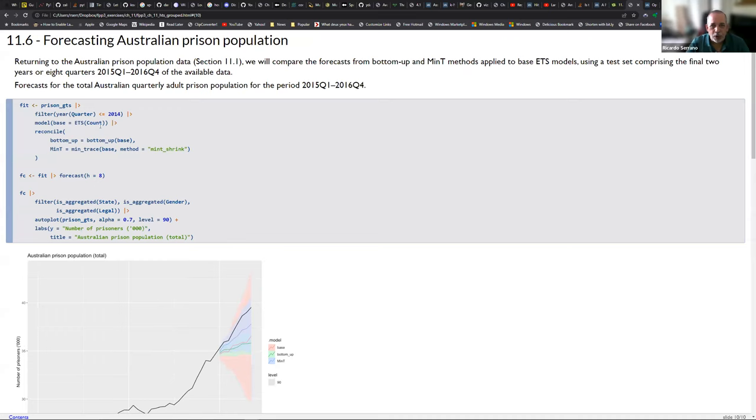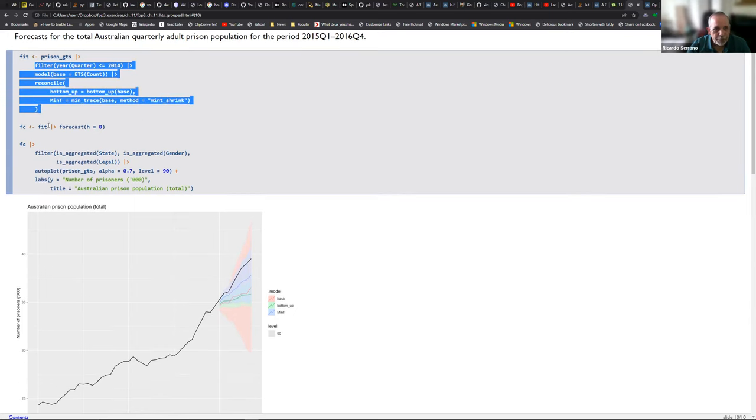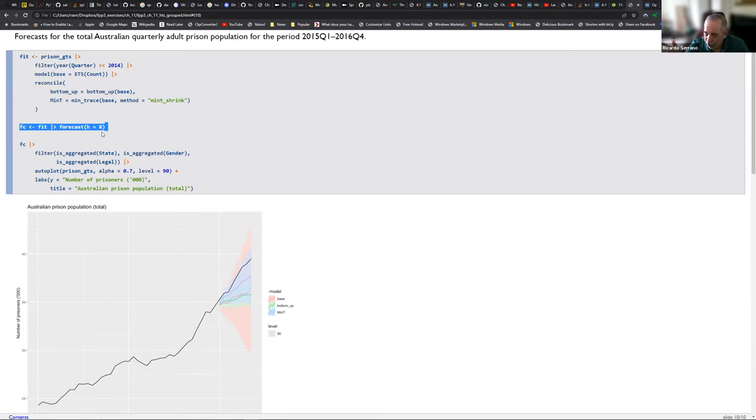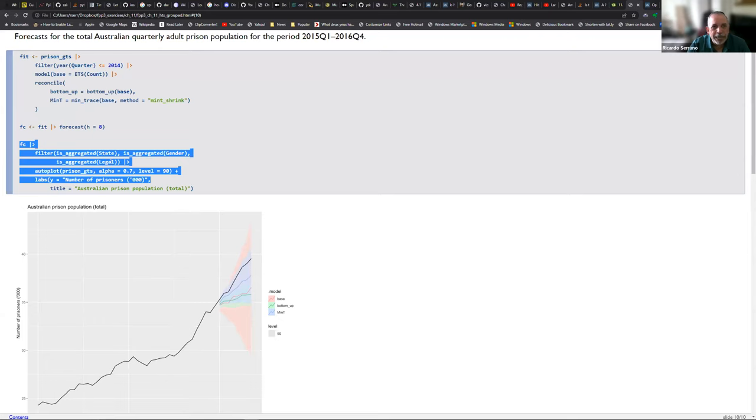We're going to fit it, and we're going to use as training everything before 2014, including 2014. Then 2015 and 2016 we're going to use as a test data set. Same procedure as the tourism. So we get the base model, we get the reconciliation. We fit our model. We do the forecasting for the 8 periods, which is 8 quarters. And then we do the forecast by state, gender, and legal. We're going to do those 3 aggregations.